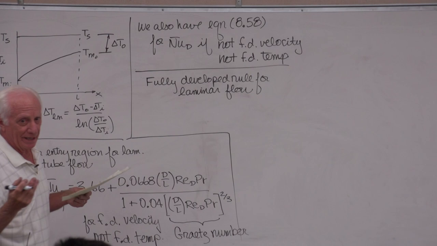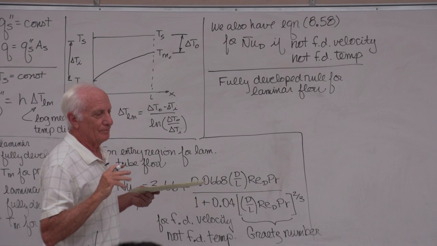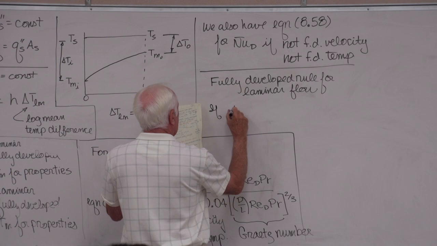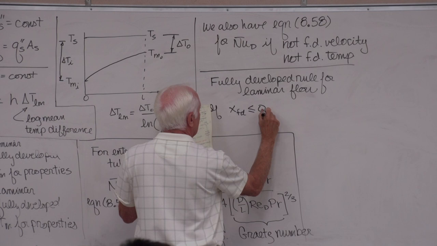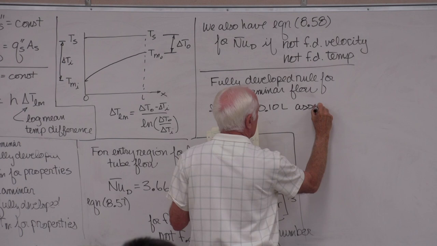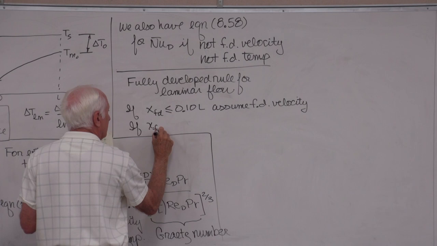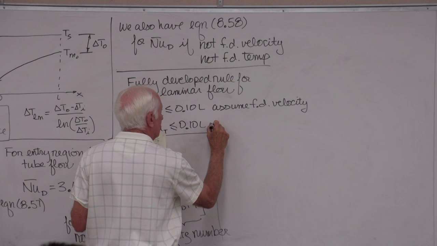Now, this is a rule we're going to use in our class and for homework or exams. There's a possibility of a different magic number. We're going to use a 10% number. So if X fully developed is less than or equal to 10% of L, assume fully developed velocity. If X fully developed temperature profile is less than or equal to 10% of L, assume fully developed temperature.